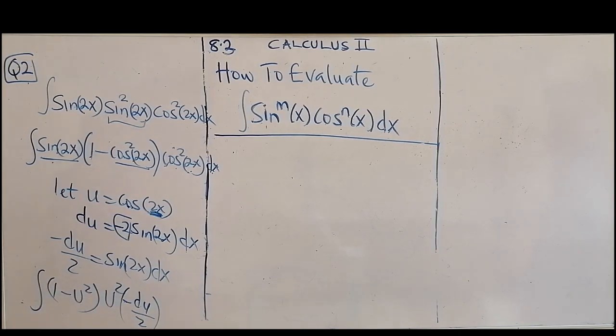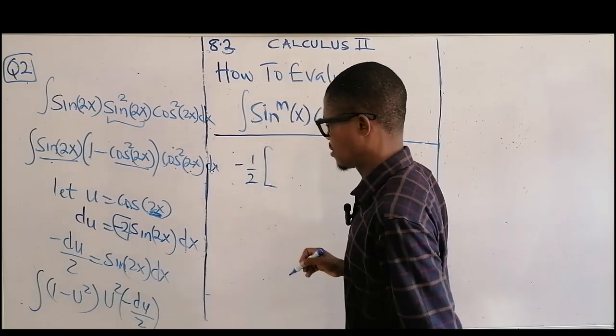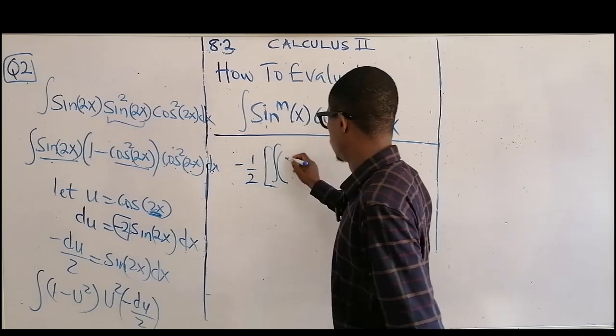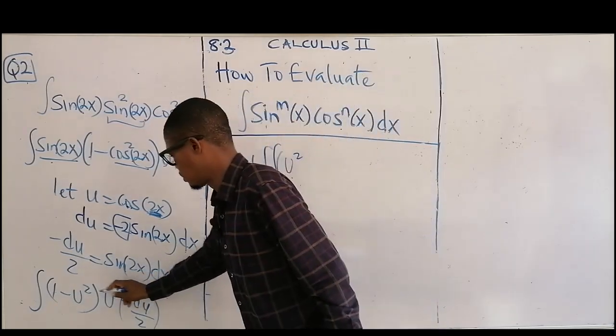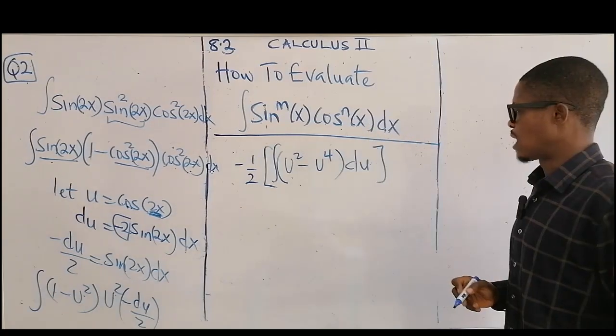Minus 1 over 2 outside. So we now have minus 1 over 2. Open your brackets. Begin to expand: this one times this one, that's u². This one times this one, that's u to power 4. So that's what we have now.